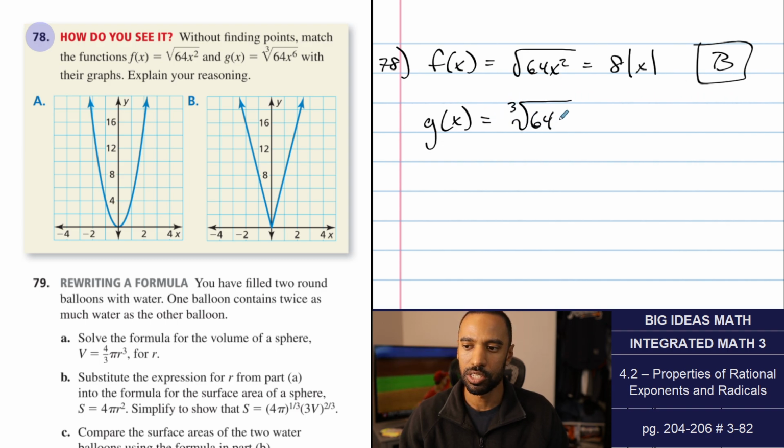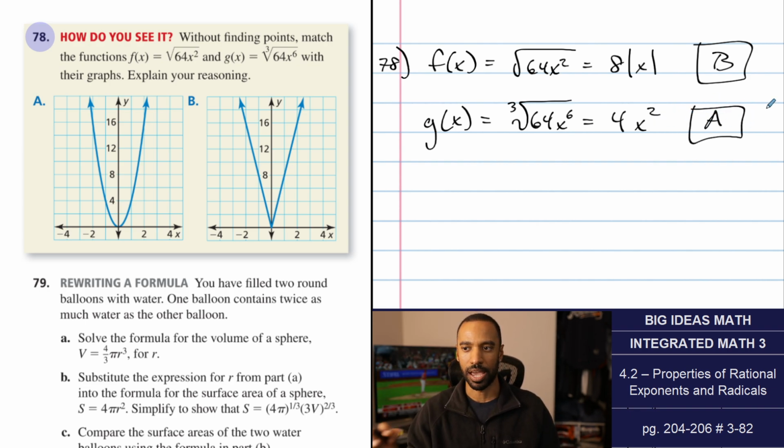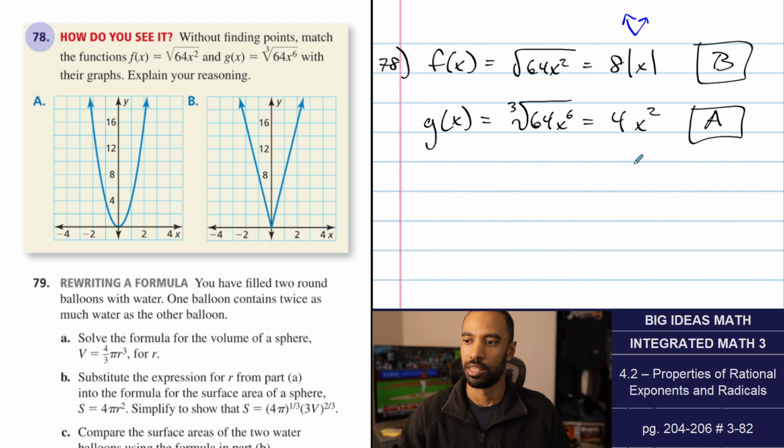Cube root of 64x to the 6 equals, cube root of 64 is 4, and 6 divided by 3 is 2. You get 4x squared. That's a quadratic. That's a u shape there. We get a. My explanations in my equations, this is a v, this is a u. Probably not looking like that u, but there it is.